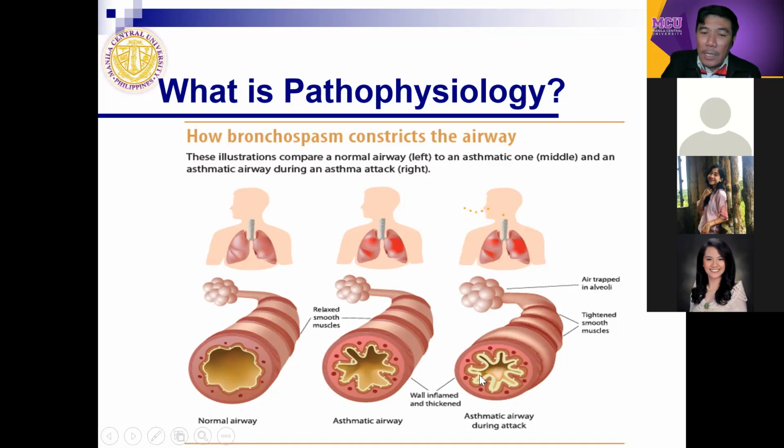And if it becomes thickened, there will be retention of carbon dioxide, and there will be a problem with oxygen intake. So with this pathophysiology, we can now differentiate normal respiration from that of a person who has asthma, that is already the pathology, and what the effect is on the normal process of ventilation and respiration.